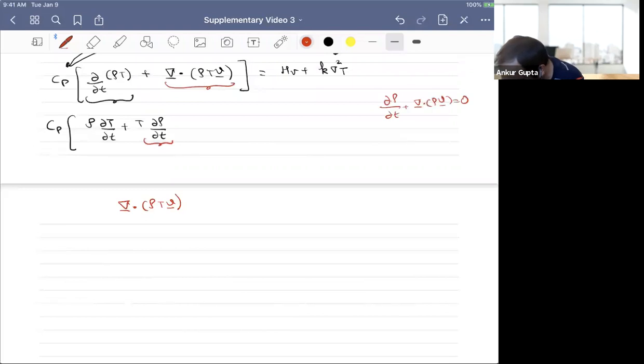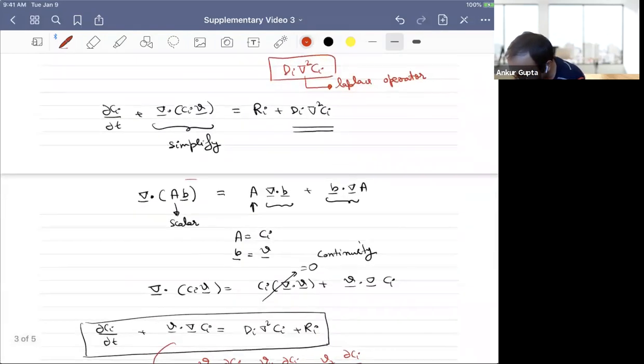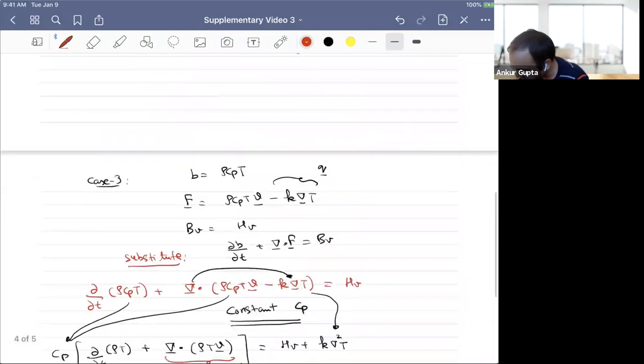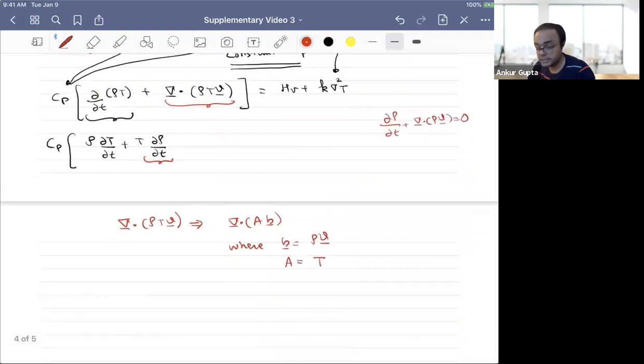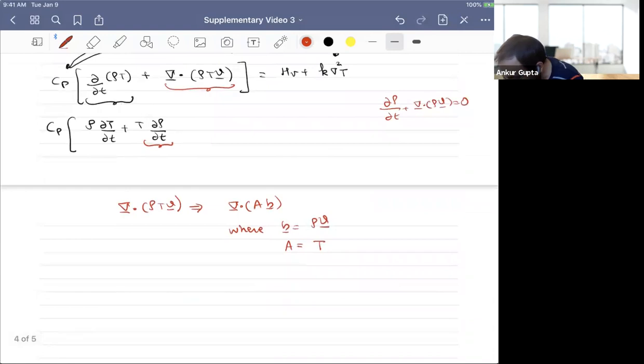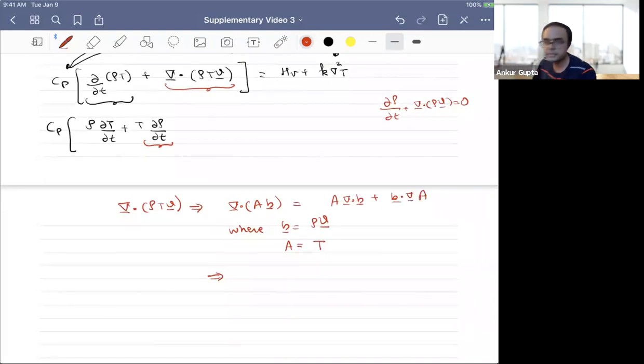So naturally, I will want to write this as del dot of A B vector, where B vector is rho V vector, and A is T. So I'm going back to this identity here, which I had used, del dot AB. I had used A as Cp and B as V vector. That was more obvious there. Here I'm using A as T and B as rho V vector. Recall that del dot AB is A del dot B plus B dot del A. Okay, so this is the identity.